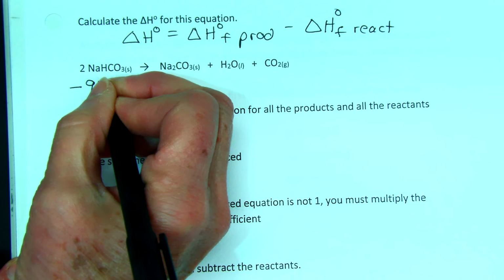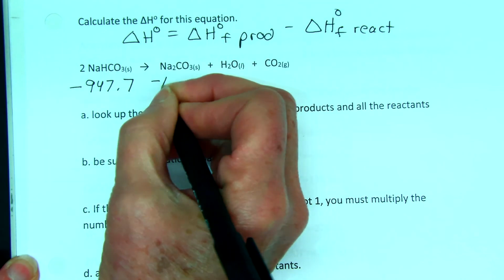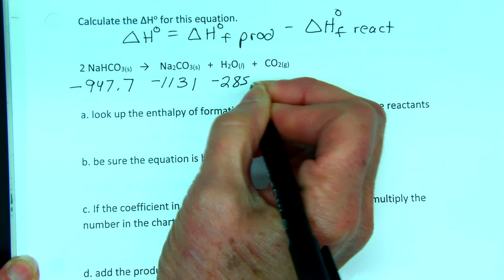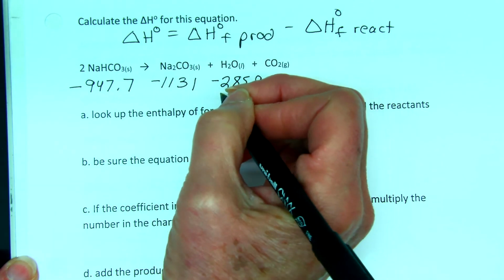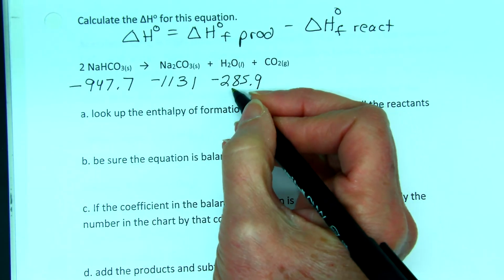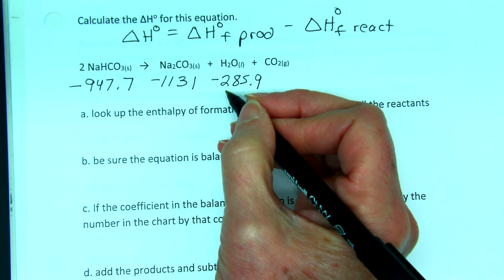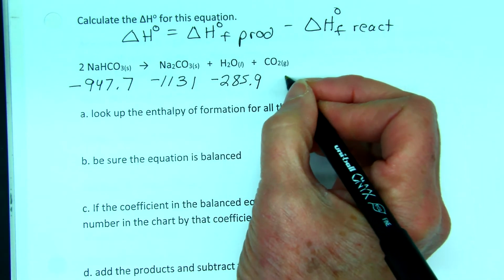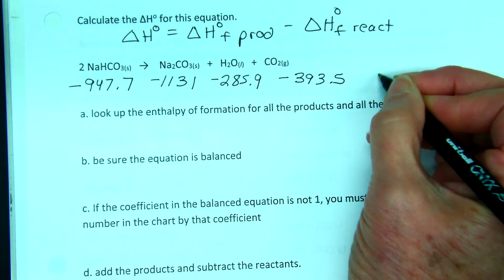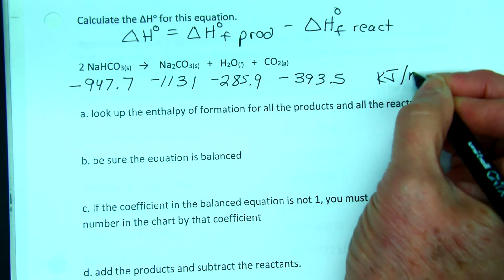Negative 947.7, negative 1131, negative 285.9. When you're looking up water in the chart, look carefully, because water liquid and water gas are both in the charts. Make sure you get the right one. And then carbon dioxide, negative 393.5. All of these numbers have units of kilojoules per mole.